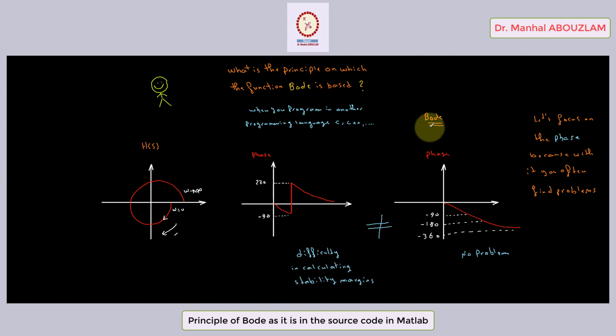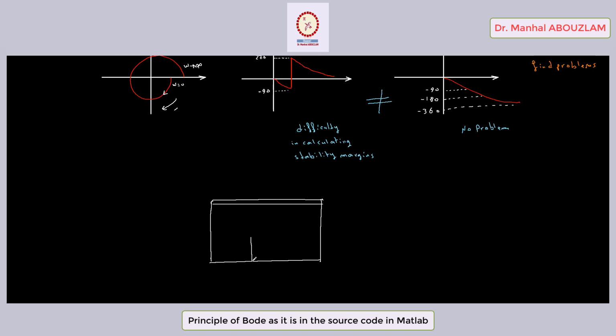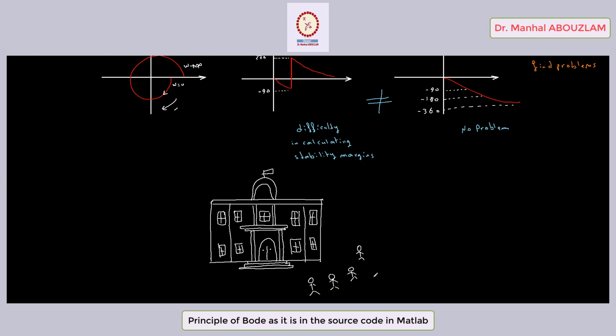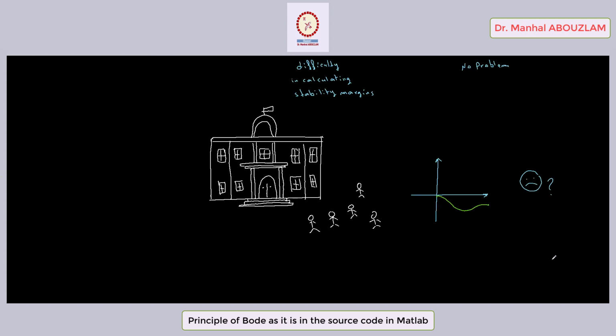So the question is, how is the function Bode in Matlab programmed? What is its principle? How can I program, for example, in C or C++ in order to obtain the same curve that the function Bode in Matlab gives? Firstly, I show you what they often teach you in university, and therefore why with what you learn you can't obtain the right frequency response, the frequency response that the function Bode in Matlab gives.